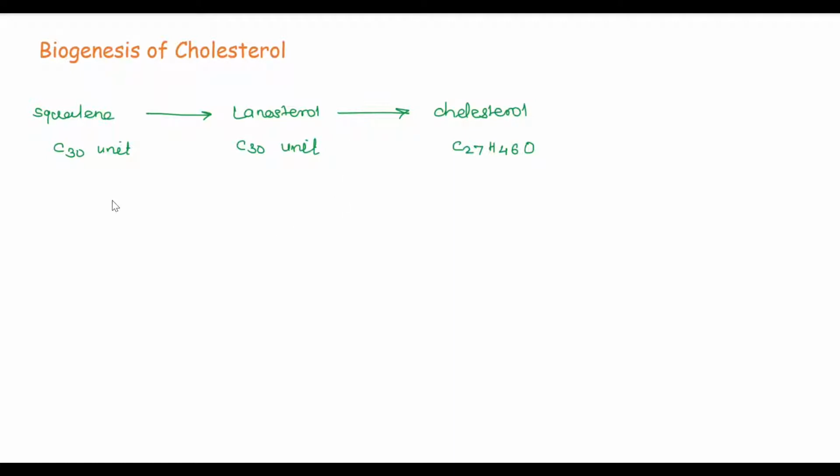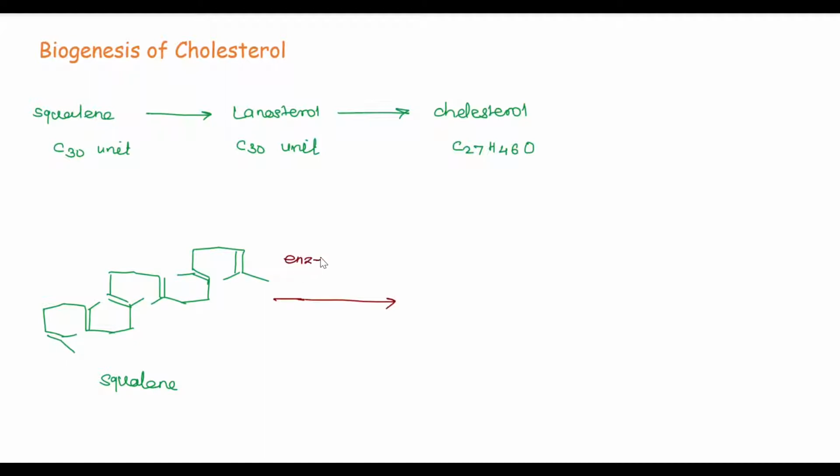First, the structure of squalene. This is squalene. So in the first step, enzymatic epoxidation of this C1 and C2 double bond carbon by using O2, FAD and NADPH, and we get squalene oxide.